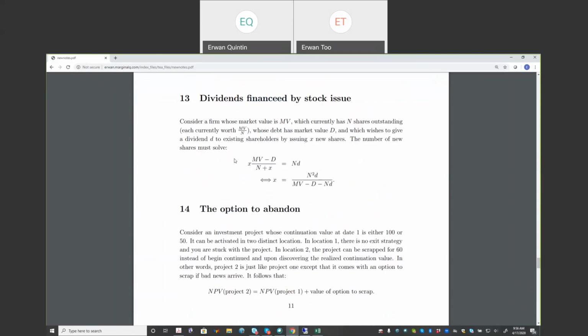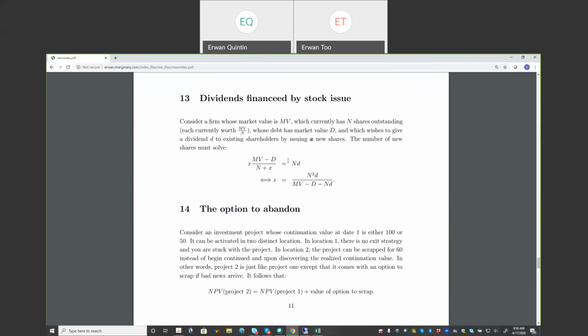So this algebra is, again, given that I need to pay 30 cents to each of my old shareholders, how many new stocks do I need to issue? Okay, so the unknown in this question is X, which is how many new shares do I need to sell in order to finance my dividend payment.